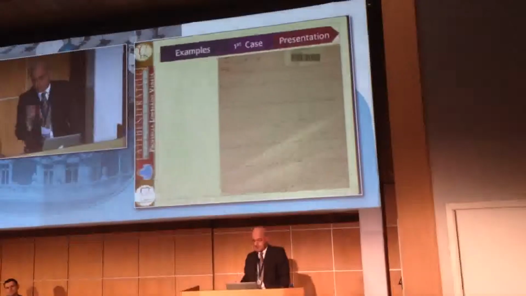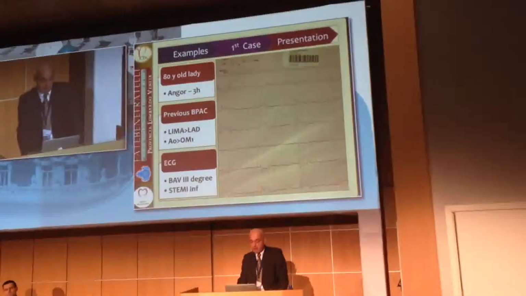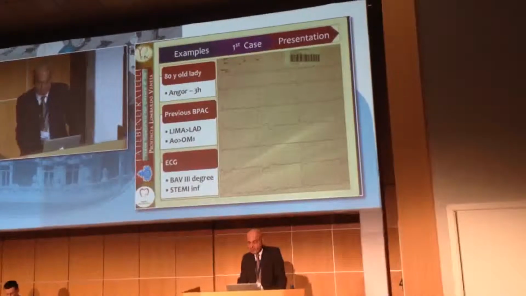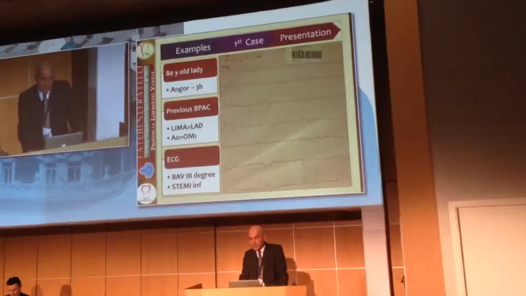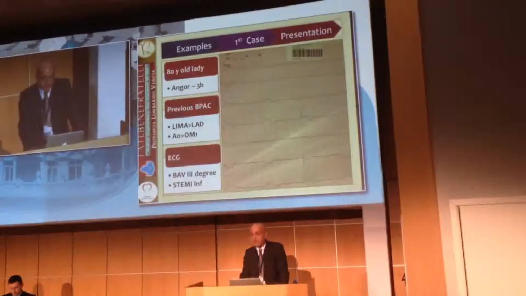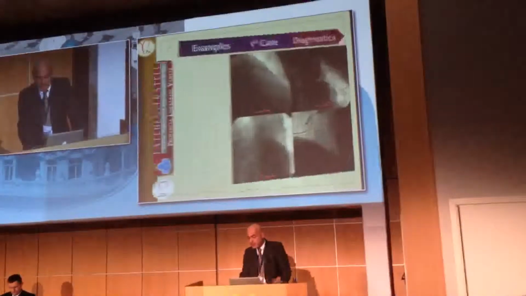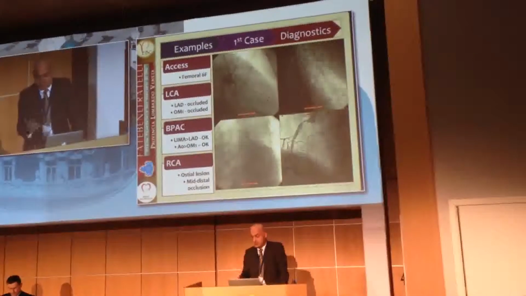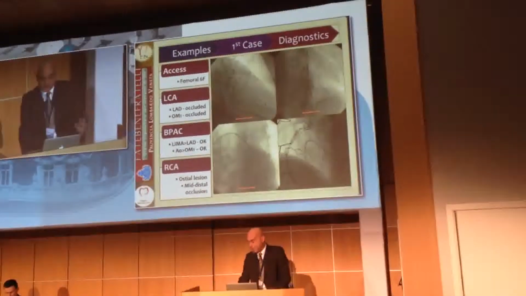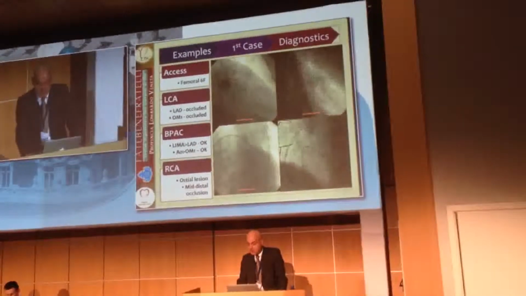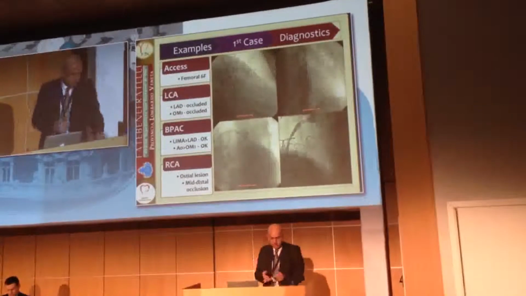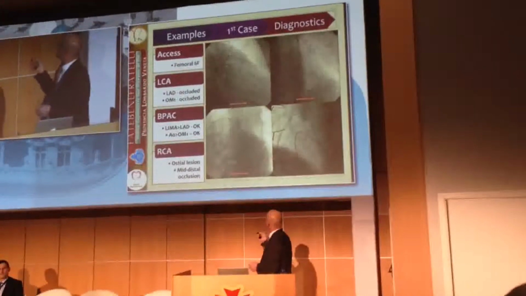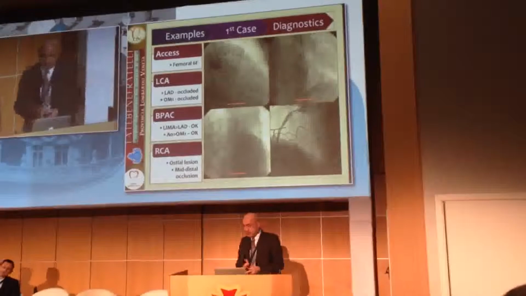So I will show you an example. This is an 80-year-old lady who came to my hospital with inferior infarction, with a previous bypass from the LIMA to the LAD and from the aorta to the marginal branch. On ECG, as you see, inferior infarction and third degree AV block. The angiography was performed by femoral approach because of the bypass. The left anterior descending was occluded, the marginal was occluded, the two bypasses were working, and as you can see with the pointer, the right coronary artery was occluded at its distal part.